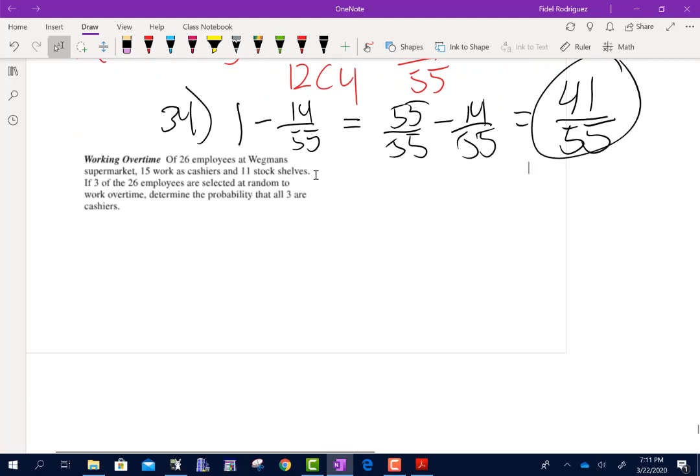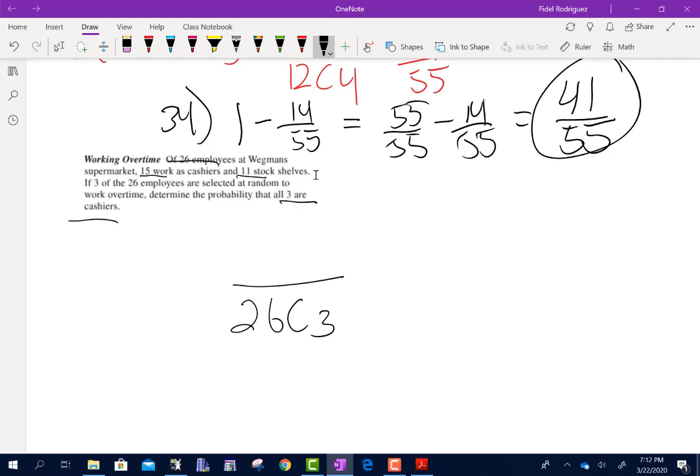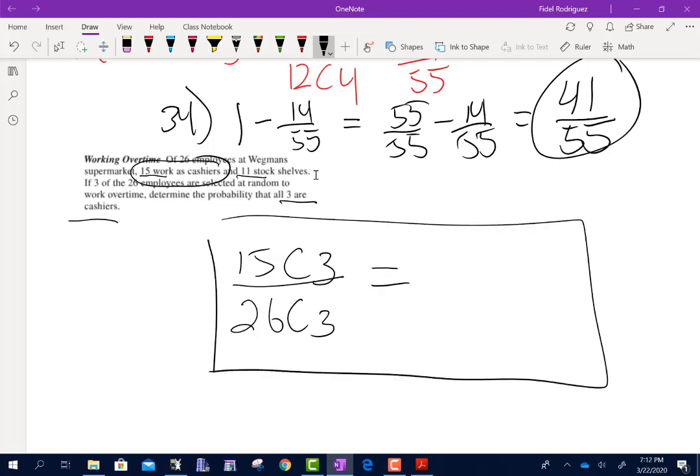Okay, and finally, the last problem here. It says of the 26 employees at Wegmans supermarket, 15 are cashiers, 11 are stock shelves. If 3 of the 26 are selected at random, determine all 3 are cashiers. So my denominator, 26, choose 3. We want all 3 of them to be cashiers. Well, we have a total of 15 cashiers. Choose 3. And again, I'll let you do the calculator work, okay?